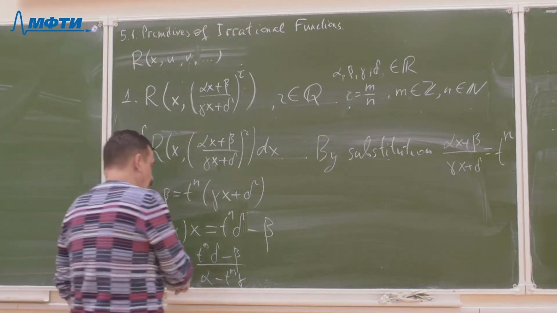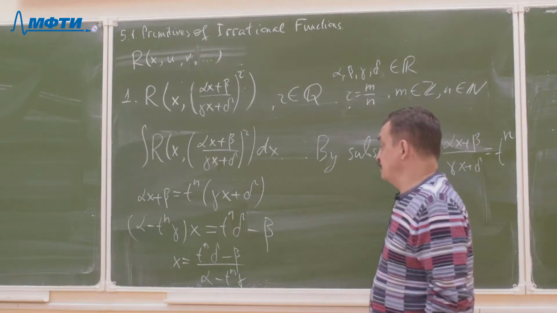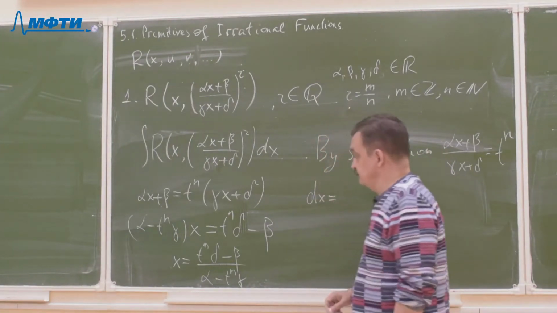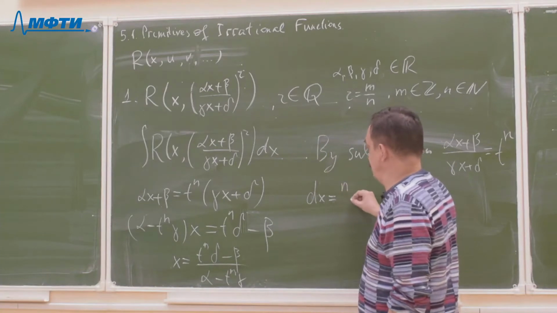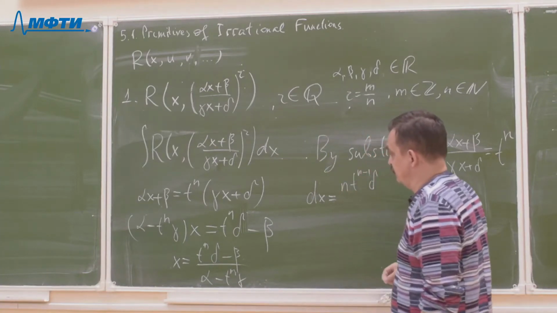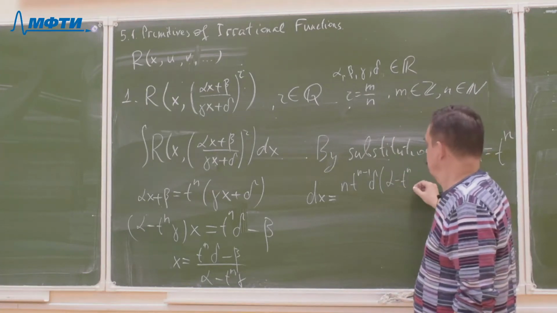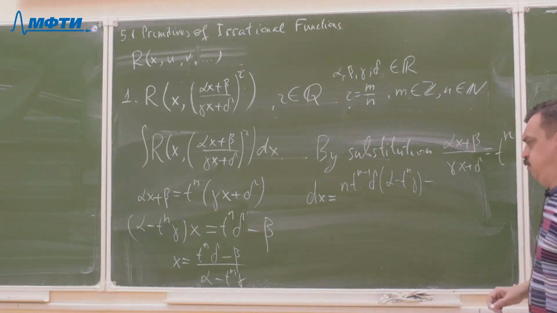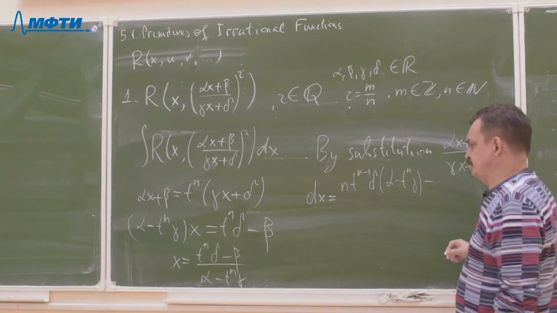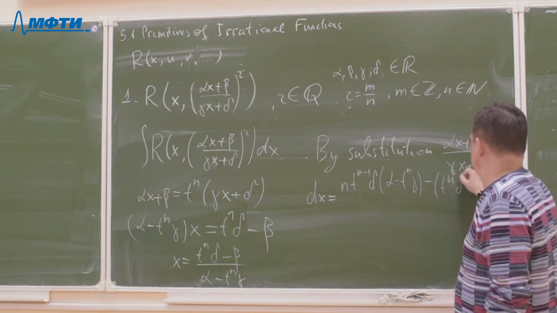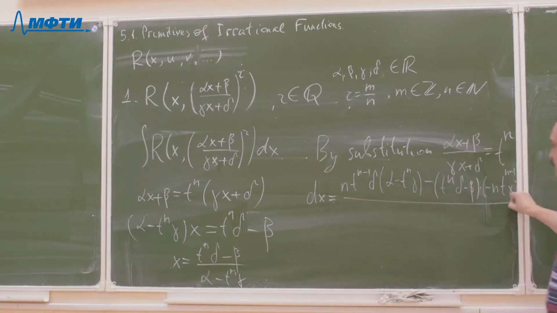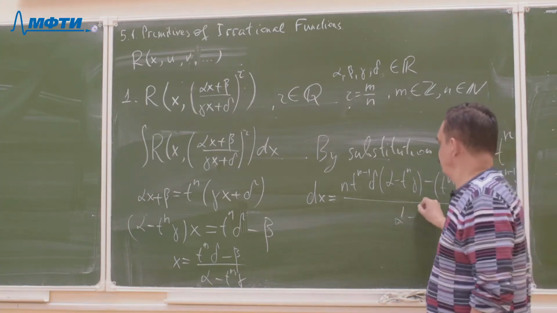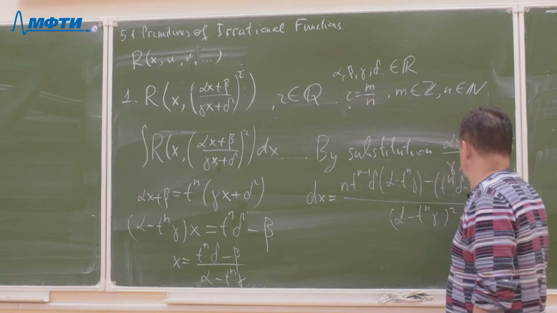So, x is here. Now we can find dx. So we take the derivative: numerator derivative, n times t to the power n minus 1 times delta, times the denominator, minus numerator times the derivative of the denominator, minus n t to the power n minus 1 gamma, over (alpha minus t to the power n gamma) squared, times dt.